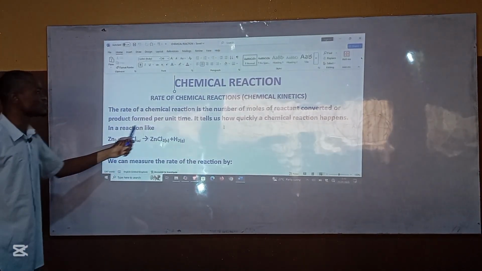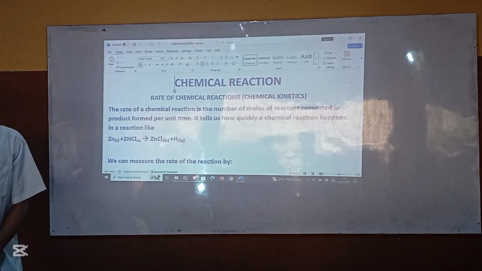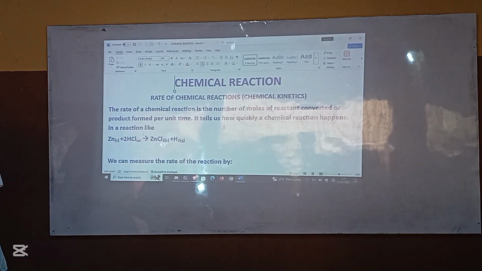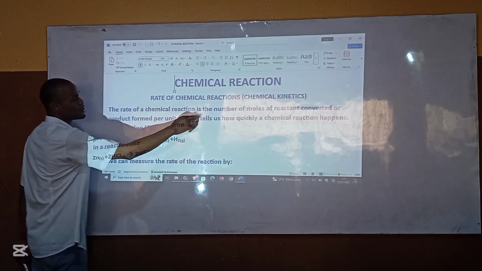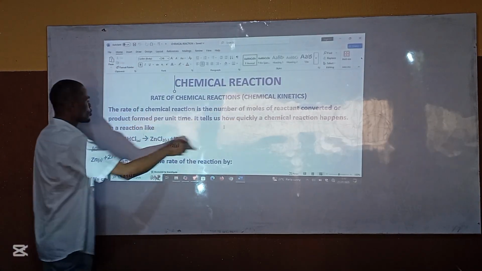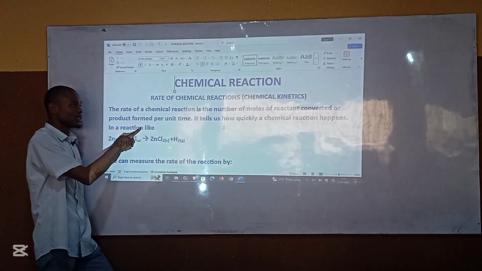The rate of chemical reaction is number of moles of reactants. So now, the rate of chemical reaction is number of moles of reactants converted or product formed per unit time.